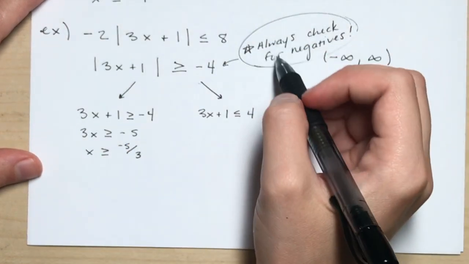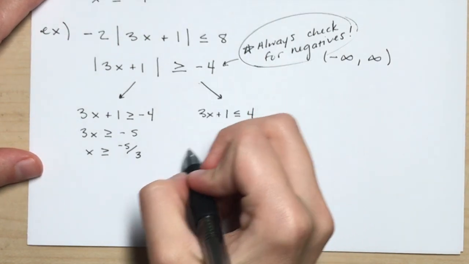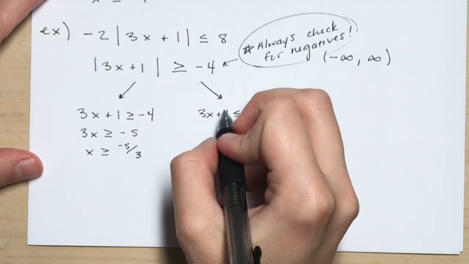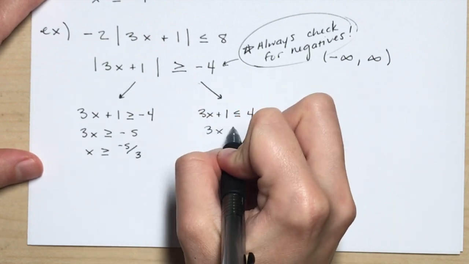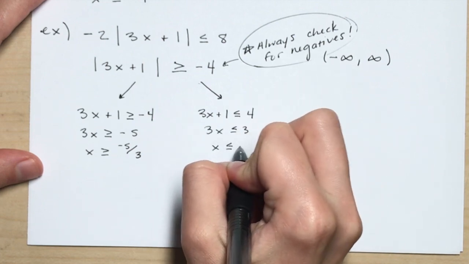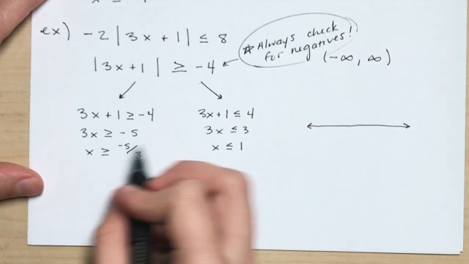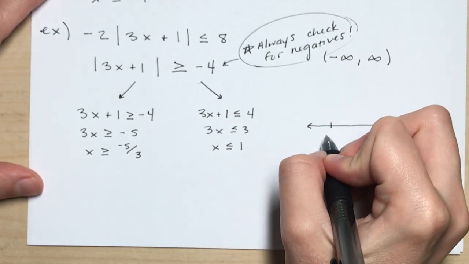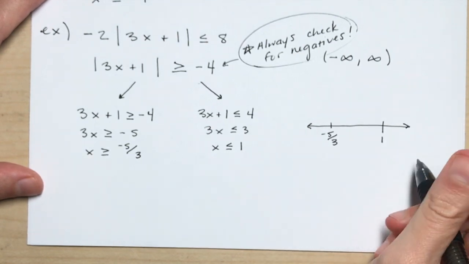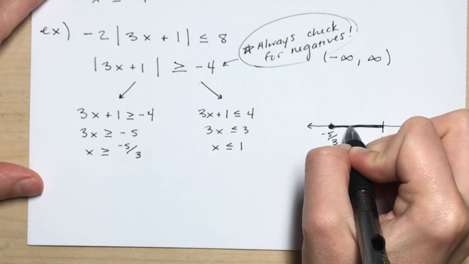So if you feel confident with this, you don't have to write any of this down, but you're welcome to. So I got x is greater than or equal to negative 5/3, and 3x is less than 3, so x is less than or equal to 1. Well, if I look at this on a number line, wouldn't I just have the stuff that's between negative 5/3 and 1?